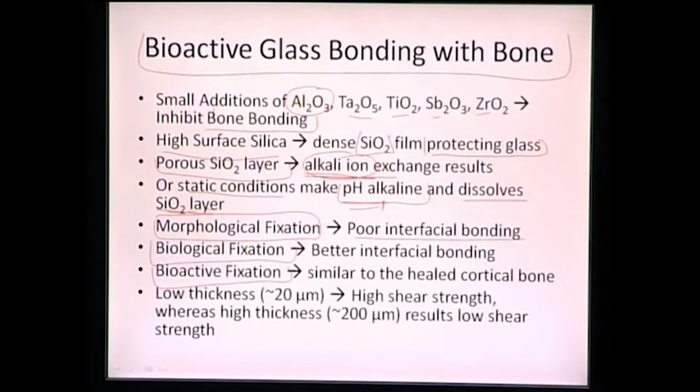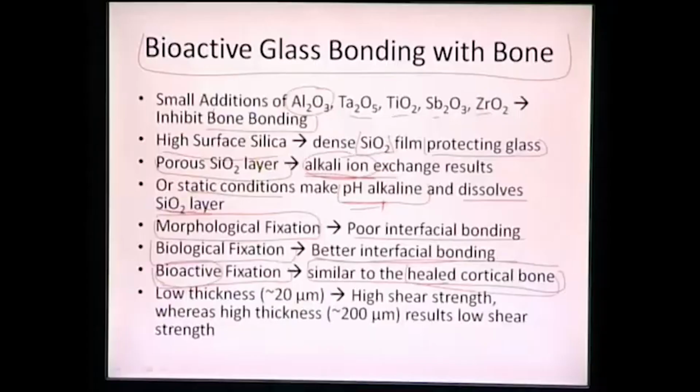Biological fixation, we can have better interfacial bonding. But once we have bioactive fixation, it is similar to the healed cortical bone. So basically the healing is much more assisted by the bioactive fixation, because in morphological fixation we only have a kind of mechanical bonding. In biological fixation we have much more porosity which is assisting, but in bioactive fixation we also have the surface which is getting degraded. At the same time, it has very nice bonding with the newly growing cells. So that is what is basically initiating the bioactive fixation.